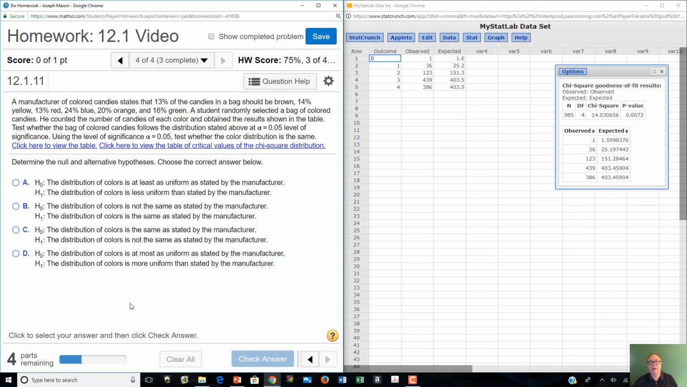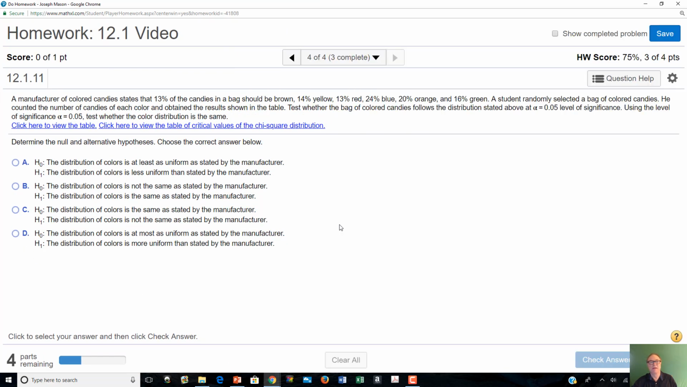Now, they give you a problem here to read. It says a manufacturer of colored candy states that 13% of the candies in the bag should be brown, 14% yellow, 13% red, 24% blue, 20% orange, and 16% green. A student randomly selected a bag of colored candies. He counted the number of candies of each color and obtained the results as shown in the table. Test whether the bag of colored candies follows the distribution stated above at alpha equals 0.05 level of significance.